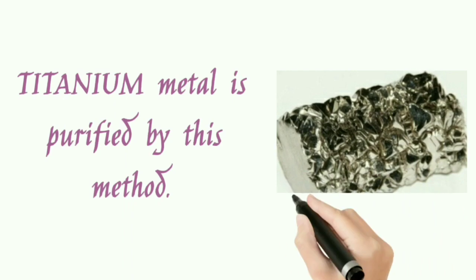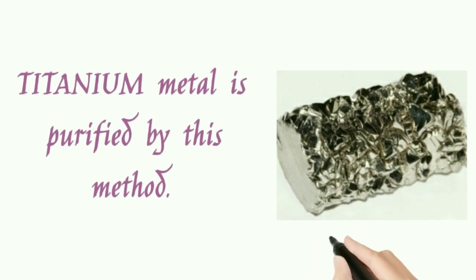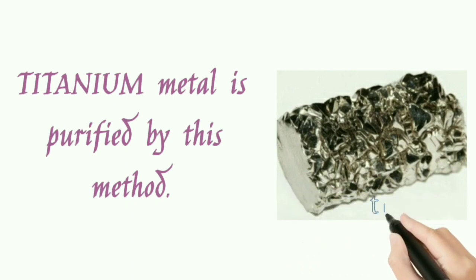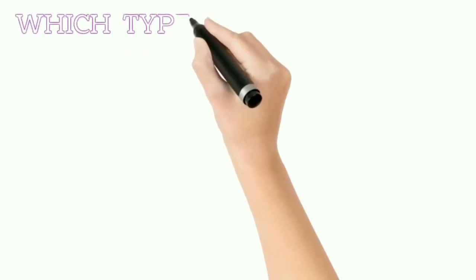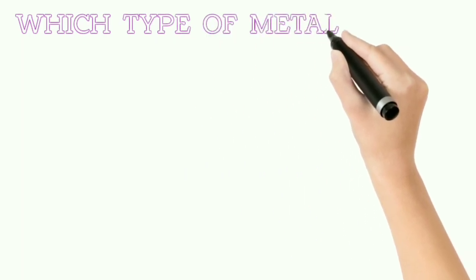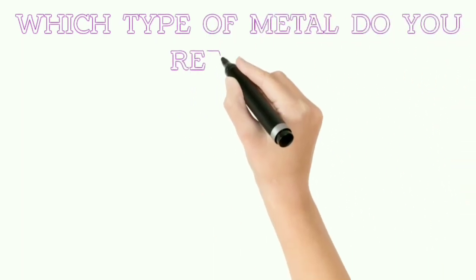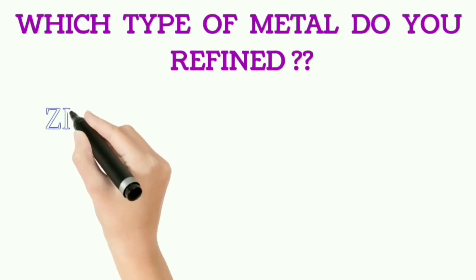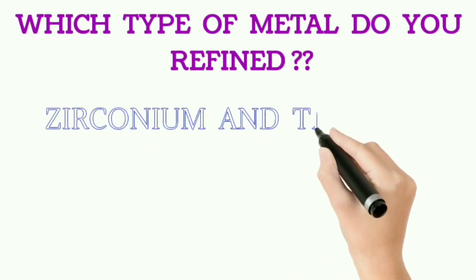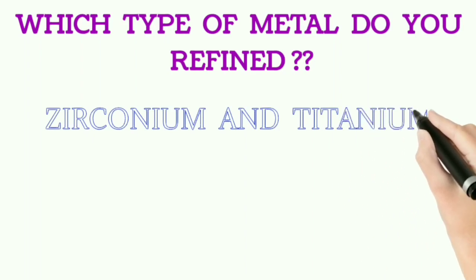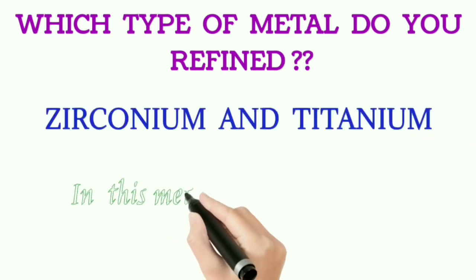Now let's see which types of metals we can refine by using the Van Arkel method. Already I told you the types of metals. The types of metals are zirconium and titanium. Yes, of course. So the Van Arkel method is used for refining zirconium and titanium.